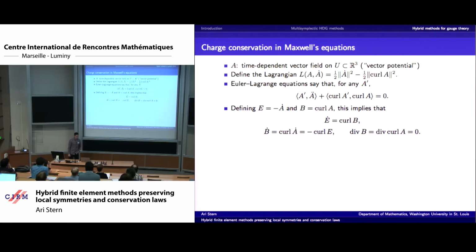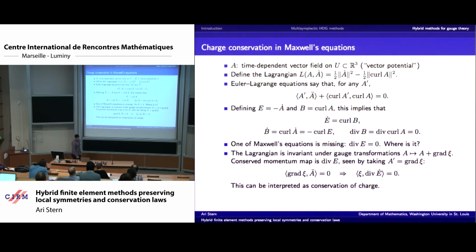So these are three of Maxwell's equations, but what happened to the fourth, which is div E equals 0? By the way, here I'm talking about Maxwell's equations in vacuum without charge or current, but you can incorporate all of those things, I'm just trying to simplify. So what happened to div E equals 0?